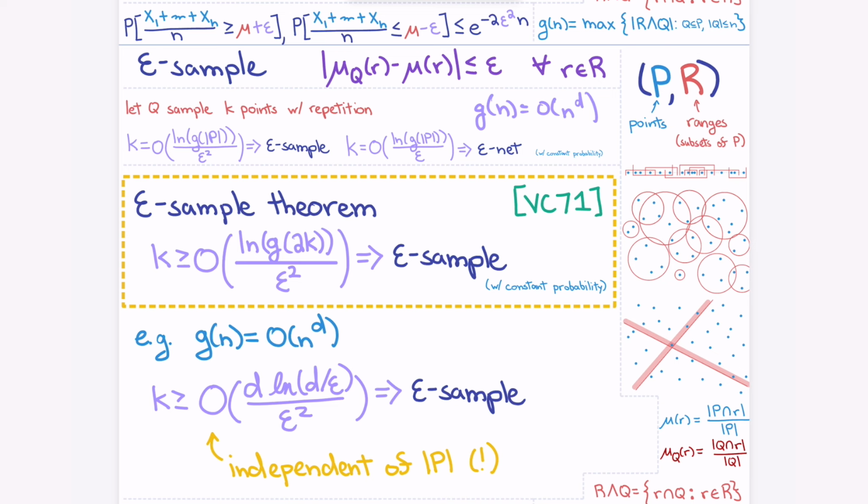Okay, so let's go back to circles for a moment. Circles is n cubed. So this is saying you only need 3 over epsilon squared points to estimate the proportion of points of every circle simultaneously up to epsilon factor. So it's basically just dependent on epsilon. 3 over epsilon squared. It was very strong.